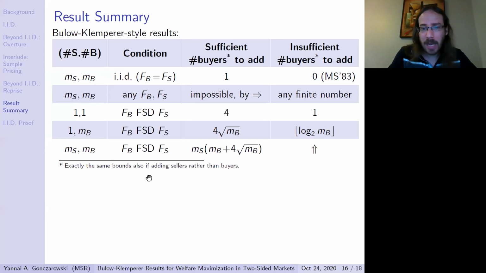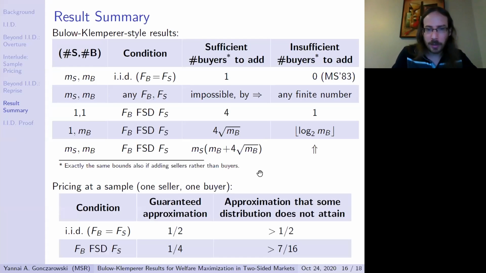And for many sellers and many buyers, this is the widest gap that's still open. For the lower bound, we just carry over the lower bound from 1 seller. A constant or even log number of buyers does not suffice. And we show by a reduction to the 1 seller case that adding number of sellers times number of buyers plus 4 square root of the number of buyers suffices. This is probably quite wasteful. And as I said, exactly the same bounds apply if you add sellers rather than buyers and use seller trade reduction rather than buyer trade reduction.